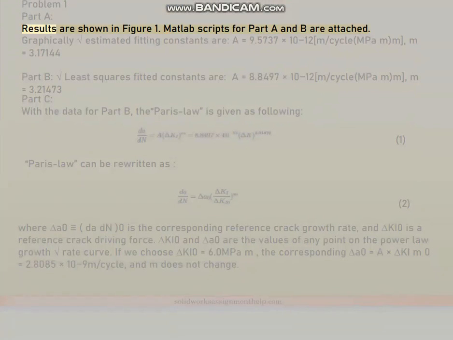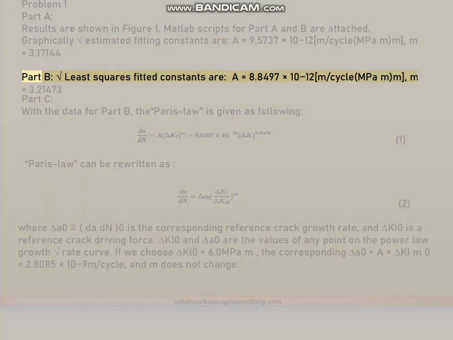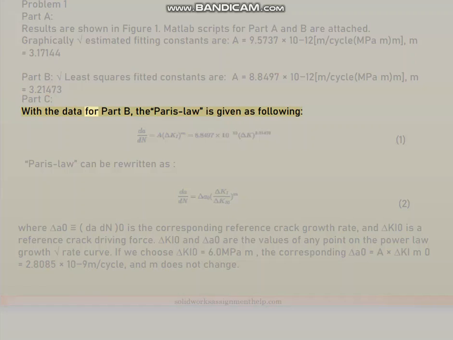Problem 1 Part A. Results are shown in Figure 1. MATLAB scripts for Part A and B are attached. Graphically estimated fitting constants are A equals 9.5737 times 10^-12 m/cycle per MPa square root m, m equals 3.17144. Part B. Least squares fitted constants are A equals 8.8497 times 10^-12 m/cycle per MPa square root m, m equals 3.21473. Part C. With the data for part B, the Paris law is given as follows.